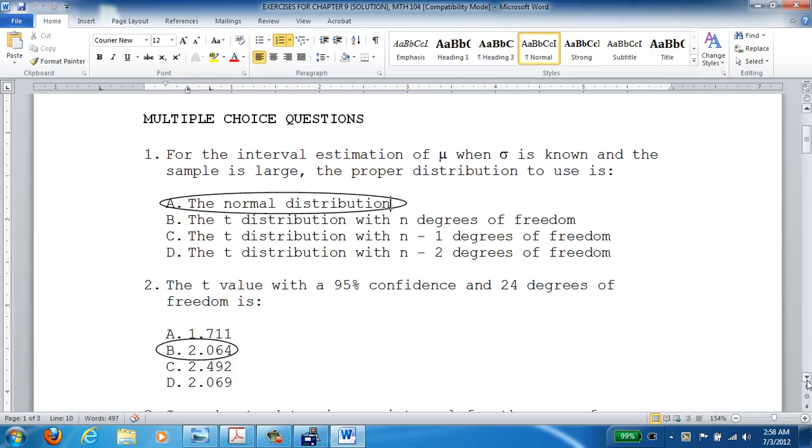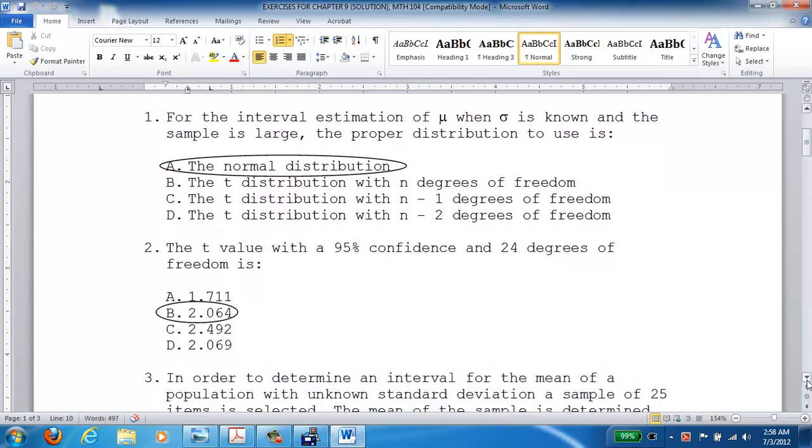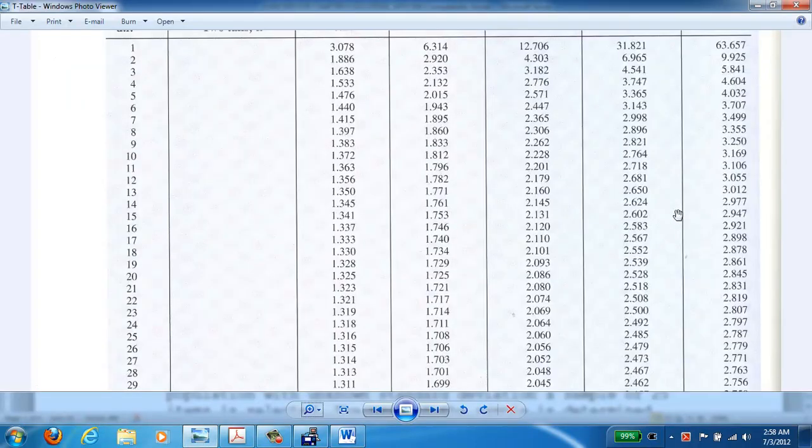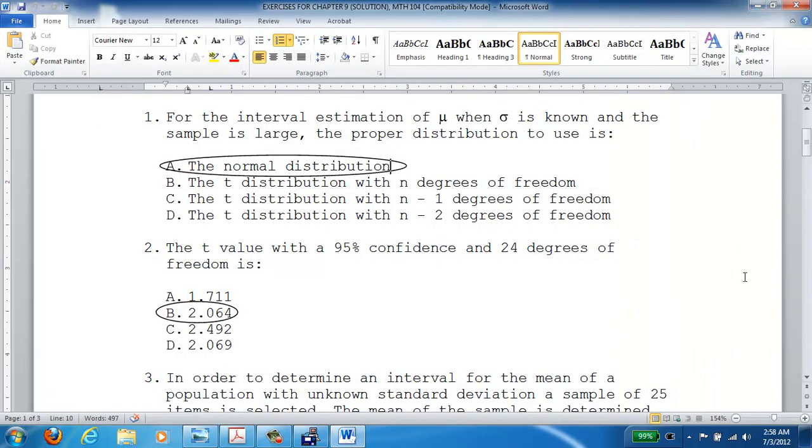Number 2, you look for the t-value for a 95% confidence interval and 24 degrees of freedom. If you look for 24 degrees of freedom, you don't subtract 1, so you have to keep it as it is. So if you go to the table of the t-distribution, you have to go to 95% and 24. In this case, this is going to be the value 2.064. So the correct one is B.